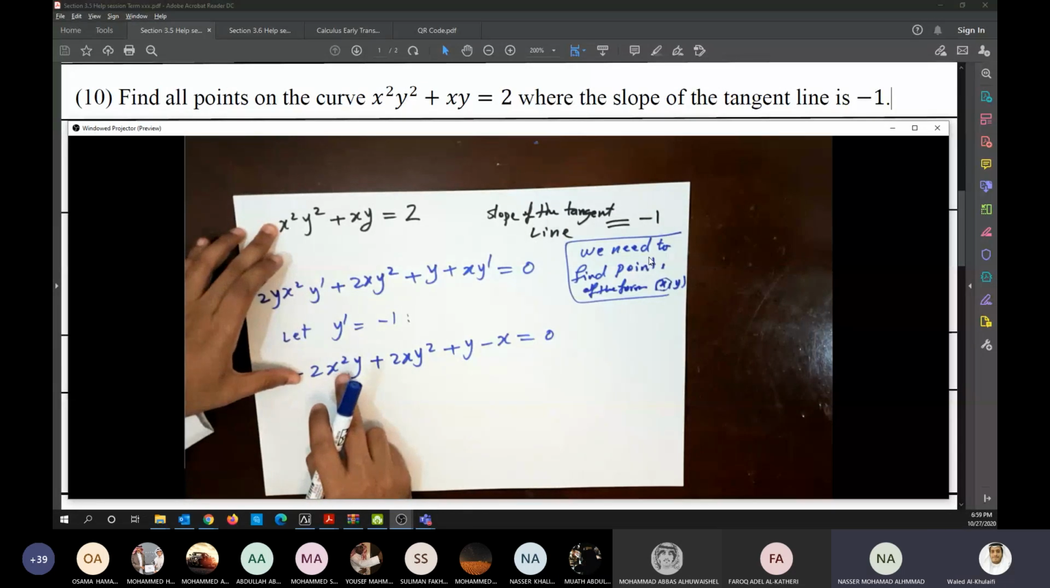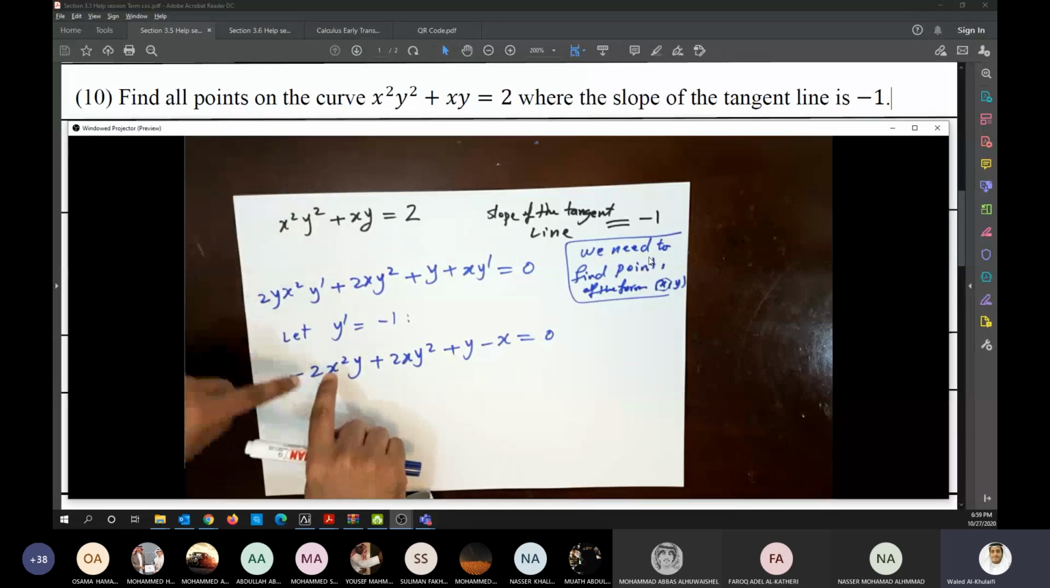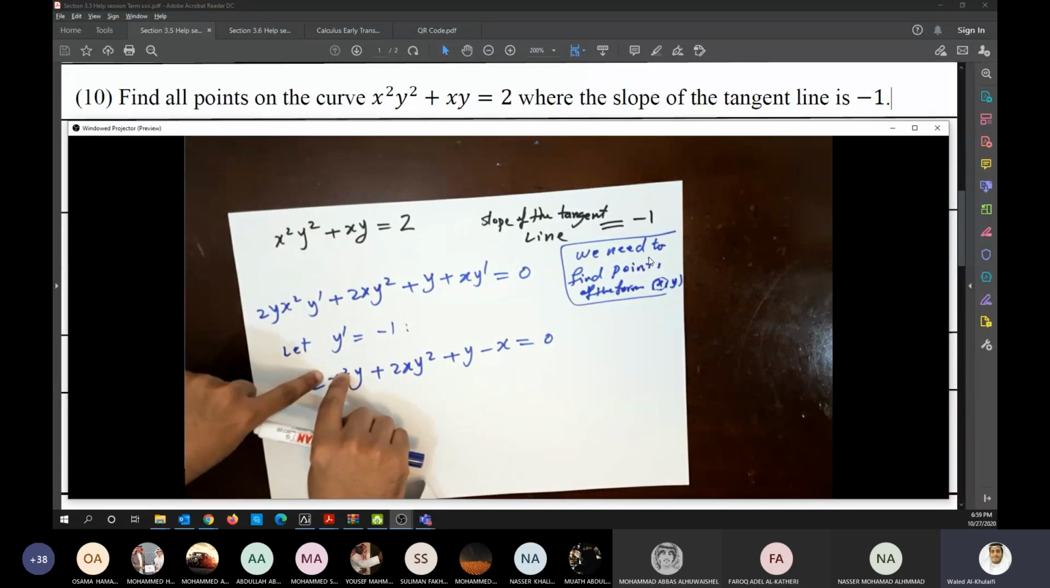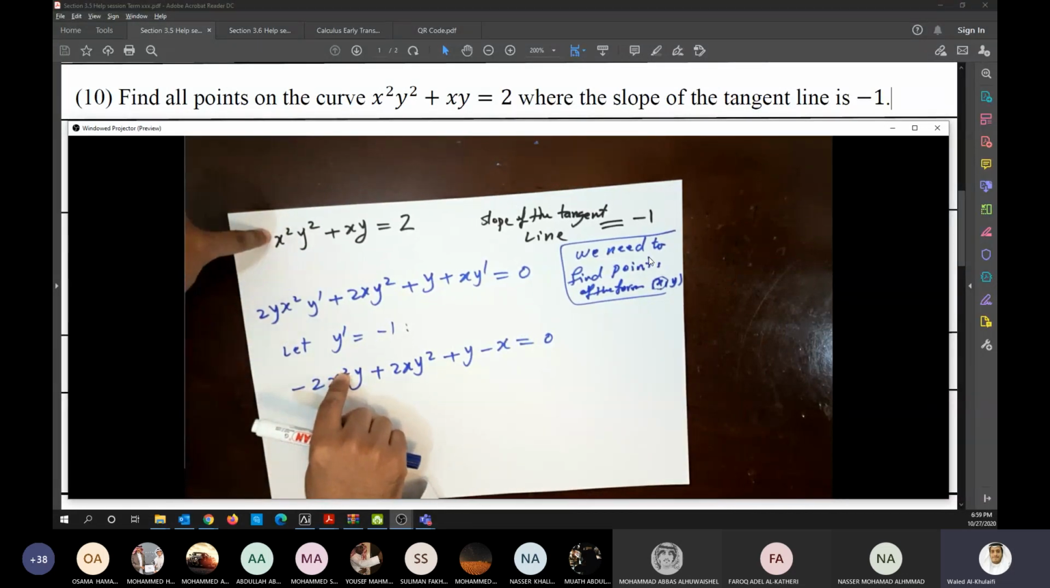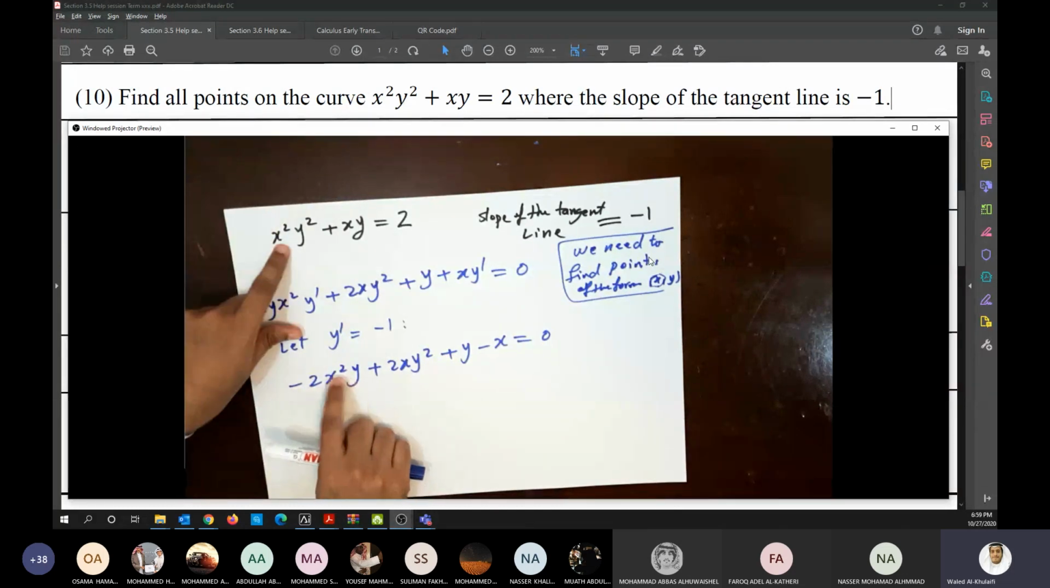If you have two unknowns, how many equations do you need? Two equations. Yeah, this is one of them, the blue one, which I'm pointing to. And this is the other one, the original equation that we started with. So now we have two equations in two unknowns. How do we solve them?